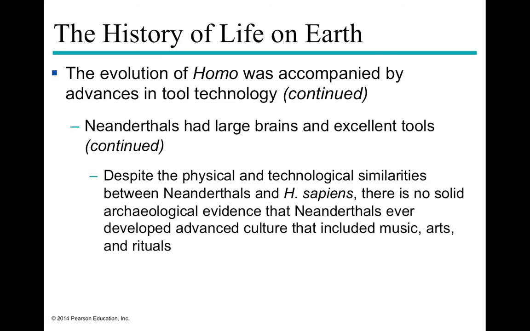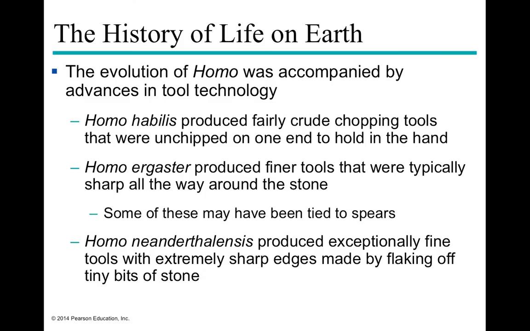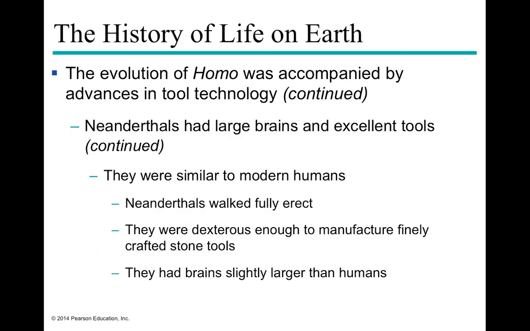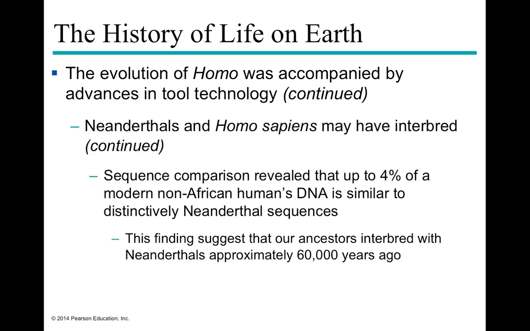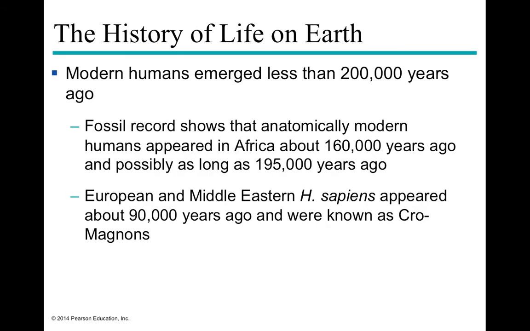Which, as you may recall, is approximately when they went extinct, right? So Neanderthals disappeared from the fossil record by 30,000 years ago. So there were approximately 30,000 years of overlap. I apologize. So modern Africans don't carry the Neanderthal sequences, and yet other people do. So people that are non-African humans. Therefore, interbreeding must have occurred after the Homo sapiens left Africa, but before modern humans spread around the planet.